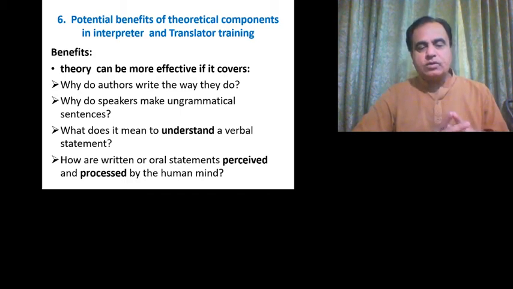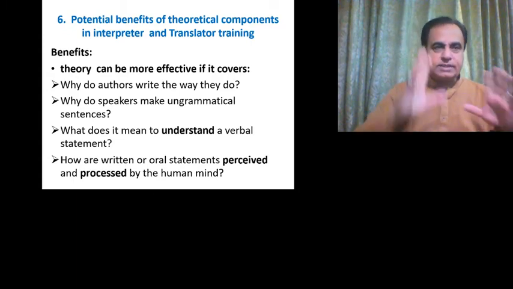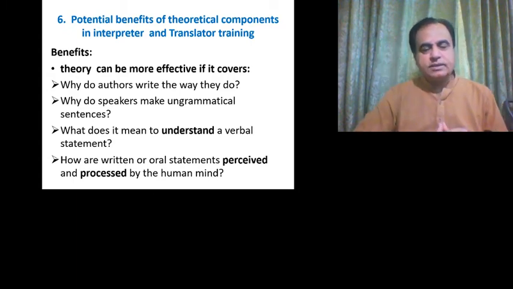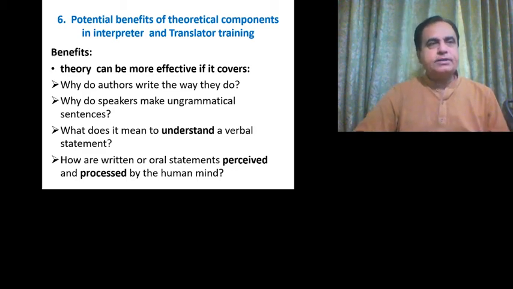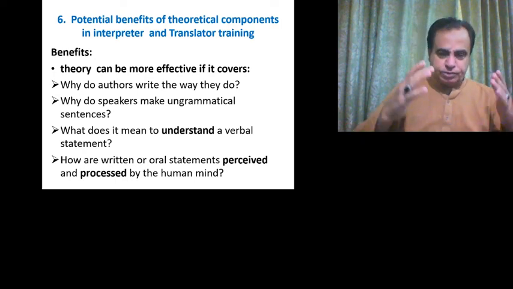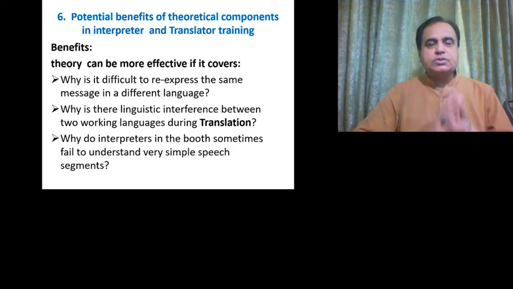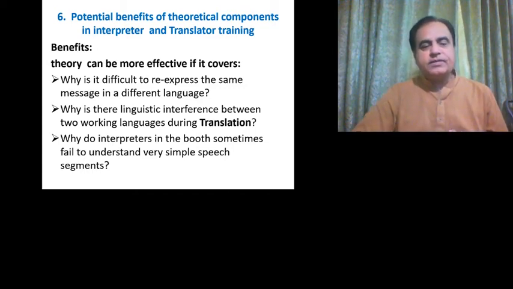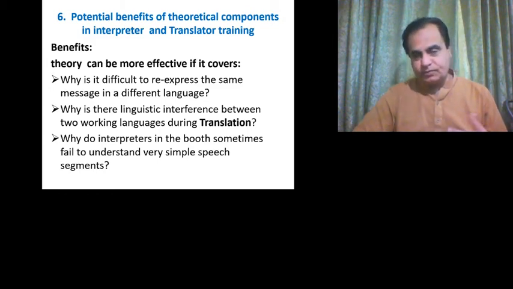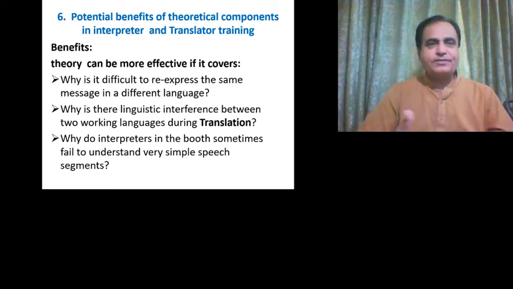How are written or oral statements perceived and processed by the human mind? Of course, this is related to the cognitive processes, psychological cognitive processes, of the translators and of the interpreters. So theory is very relevant, theory is very important. And also, why is it difficult to re-express the same message in a different language? Of course, this is the challenge faced by the translators and interpreters.